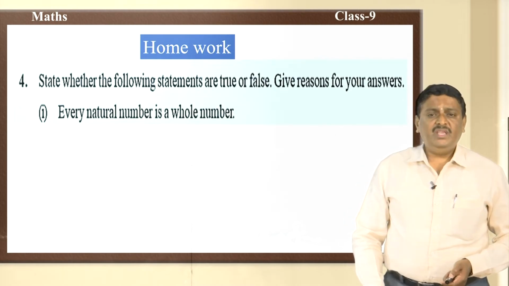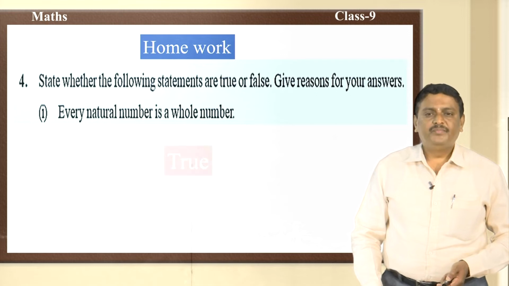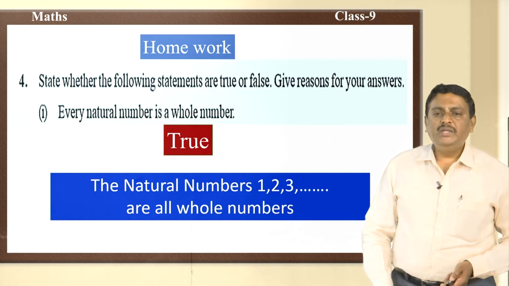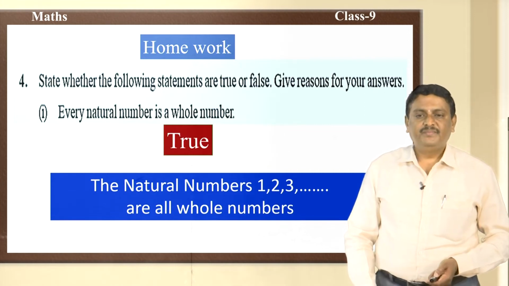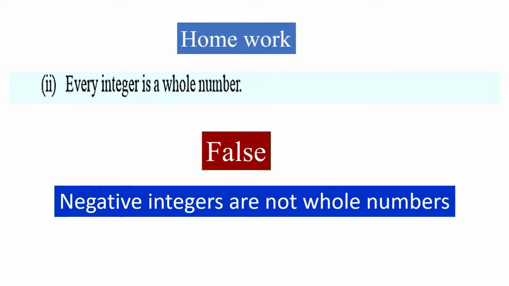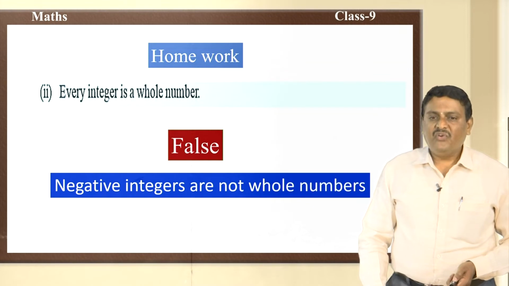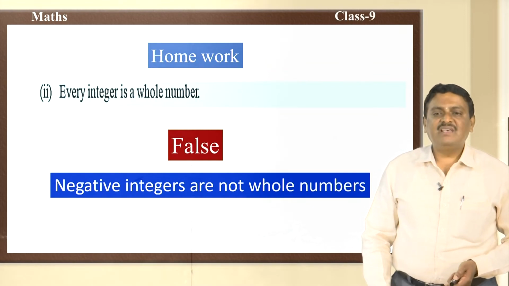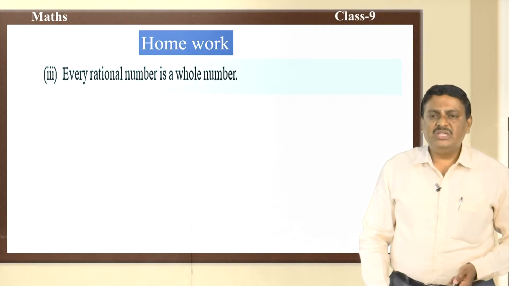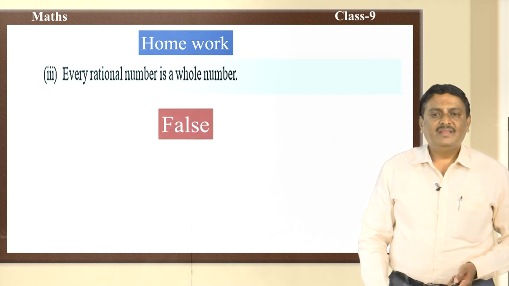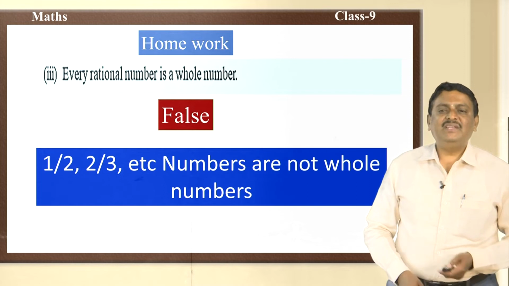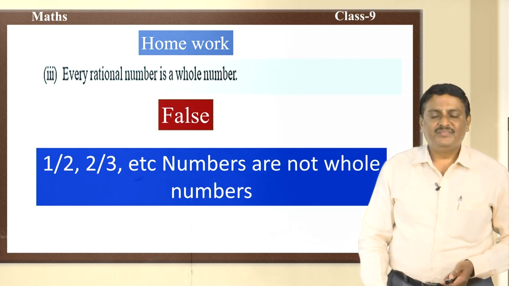Next, the statements. Every natural number is a whole number. The answer is true. The reason is the natural numbers 1, 2, 3 are all whole numbers. Second one: every integer is a whole number. The answer is false, because negative integers are not whole numbers. Another one: every rational number is a whole number. The answer is false. Why? Because 1 by 2, 2 by 3 etc. are not whole numbers.